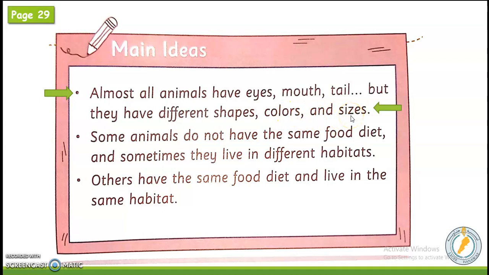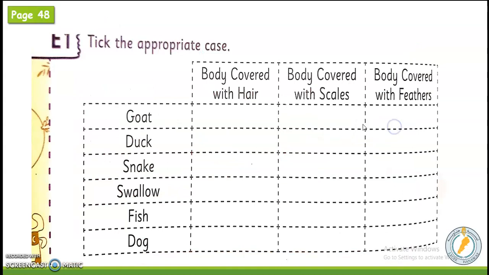Also, we said that they have different food diets, and they live in different places or in different environments. So, animals have similarities and differences. This is what our first part of the lesson is about. So, now please turn to page 48 so we can do exercise 1 together.